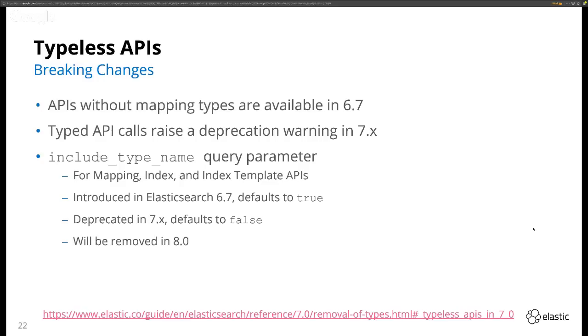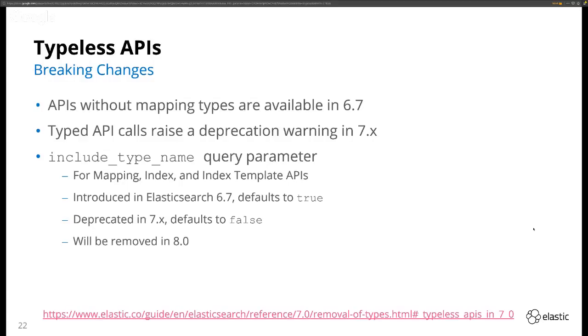And you can tack this on to different APIs to allow you to use the old typed APIs just with a deprecation message throughout 7.x. So you can actually start using this query parameter in 6.7. We're going to see some examples of this. And that code will continue to work against 7.x just with a deprecation message. And then in 8.0, that typed APIs in this query parameter will be removed completely, and any API calls using it will fail in 8.0.